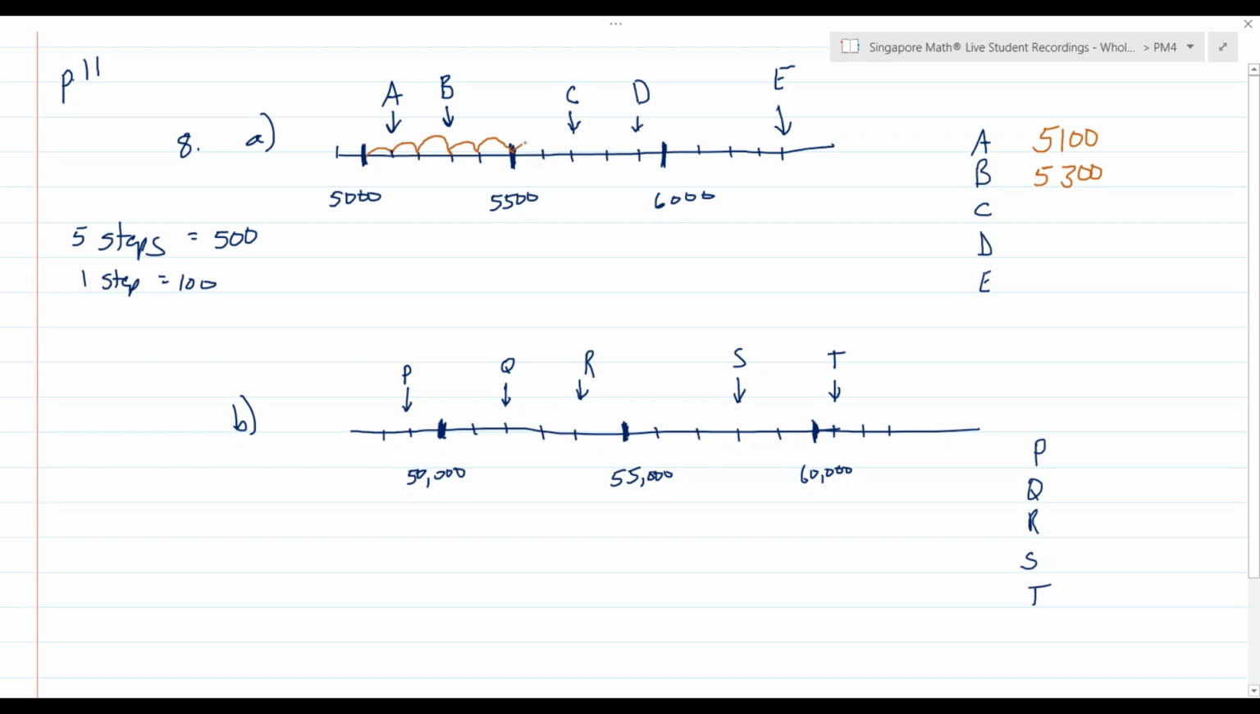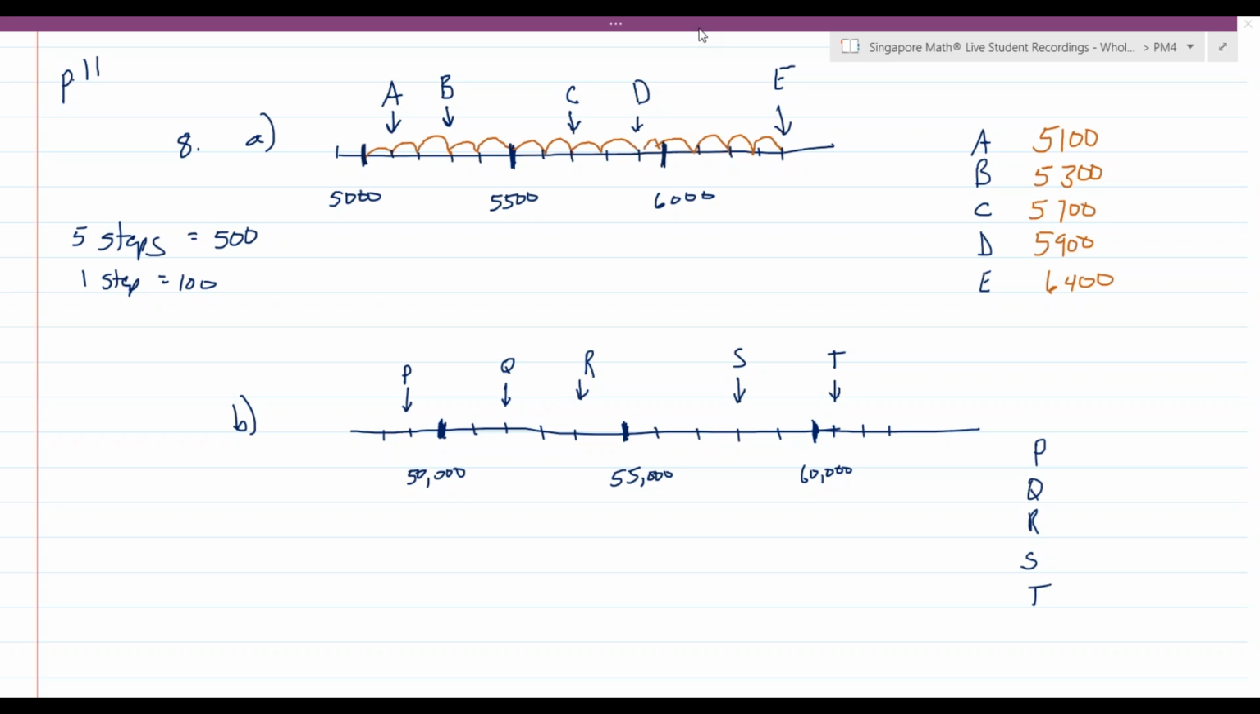So 5,500, 5,600, 5,700, 5,800, 5,900. Of course, this is 6,000, 6,100, 6,200, 6,300, 6,400. You can just count your way all the way up to the values in that picture.